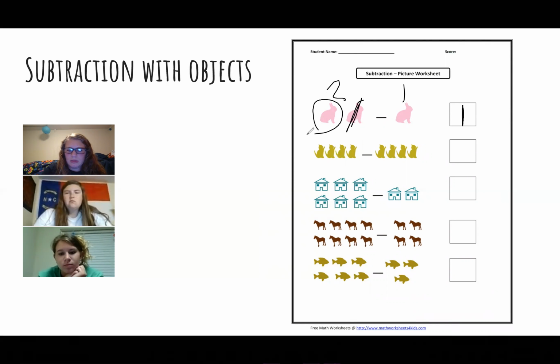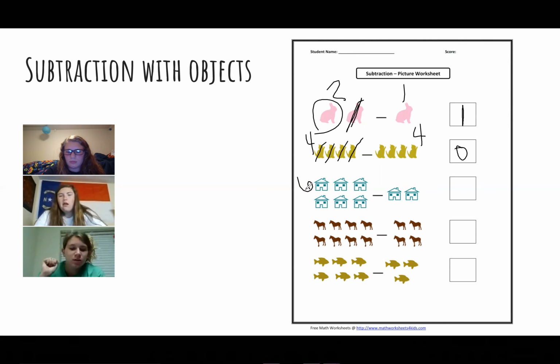And this one is 4 minus 4. So there's 4 on this side, so you mark out 4 on this side, and you have none left. So that is 0. A number minus itself is 0. Someone want to do the houses for me? There's 6 houses minus 2 houses. So you mark out 2, and that'll be 4. Good job.